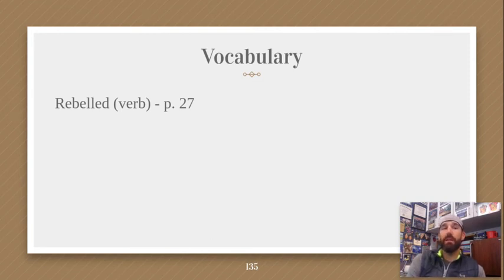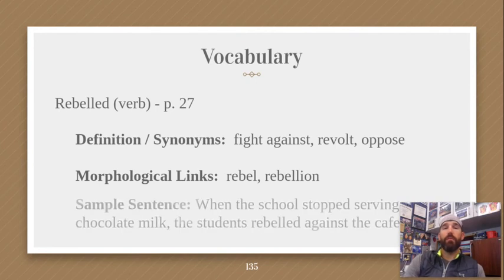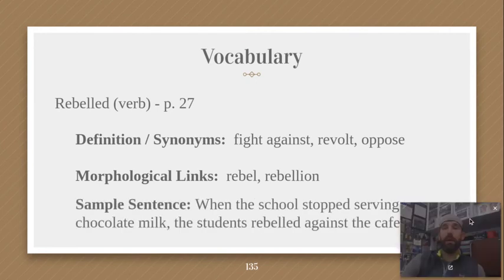And also we might see the word rebel in there. And a rebel is somebody who really doesn't kind of follow the rules. So that gives us an idea as well. And so if you've rebelled, you've fought against, you've revolted, you've opposed, you're sort of going against what someone tells you to do. That's rebelling. And as I said before, the word rebel is a morphological link, as well as rebellion, which is a noun form of the word.